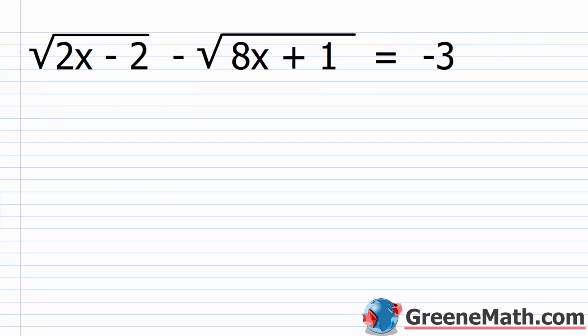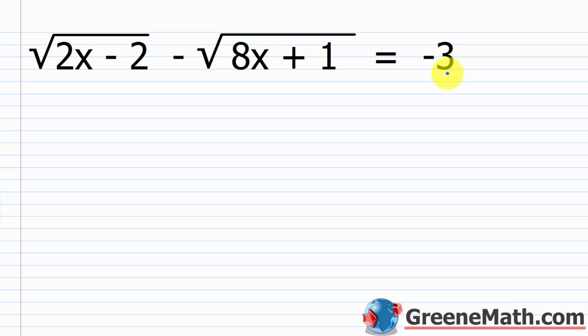All right, let's look at a harder example. So suppose we have the square root of 2x minus 2 minus the square root of 8x plus 1, and this is equal to negative 3. All right, so the idea here is that I've got 2 square roots. I've got to isolate one of them first, square both sides. Then I'm still going to have a radical, so I'm going to have to do it again. So this is just a more tedious problem.